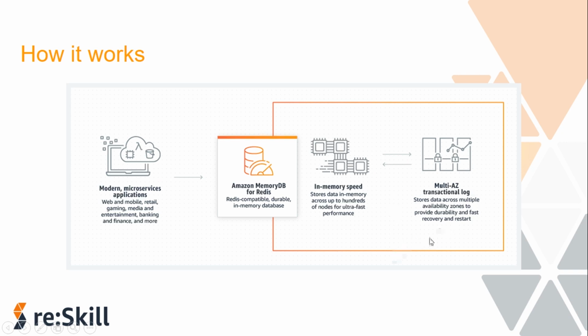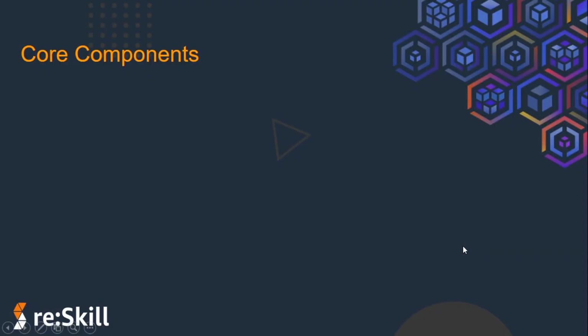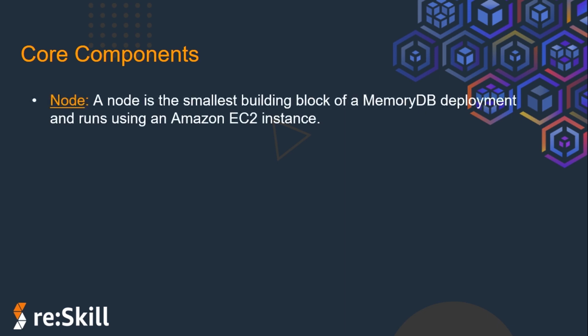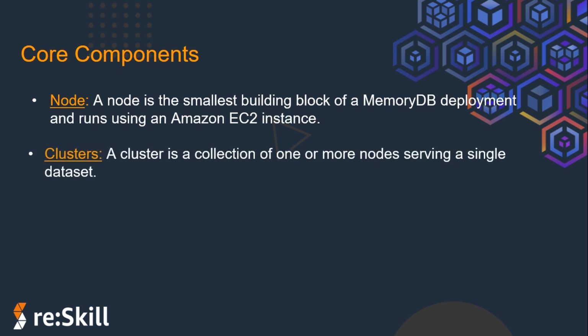Now what are these nodes that I was telling about, and what is this cluster? Let's discuss the core components of it now, so that we can understand those terminologies: the node, cluster, shards and all those things. So first thing, a node. Node is basically the smallest building block of a MemoryDB deployment and runs using an Amazon EC2 instance, and each node runs the Redis version that was chosen when you created the cluster for your MemoryDB. And a node belongs to a shard which belongs to a cluster. Every node within a cluster is the same node type, and multiple types of nodes are supported, each with varying amounts of memory.